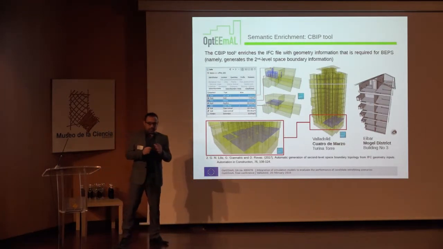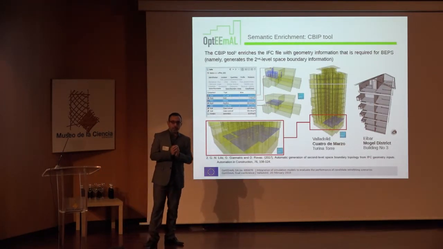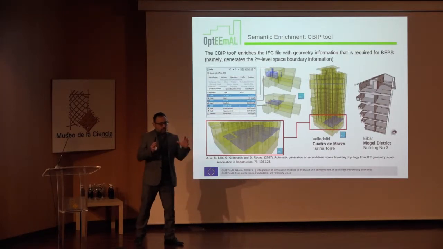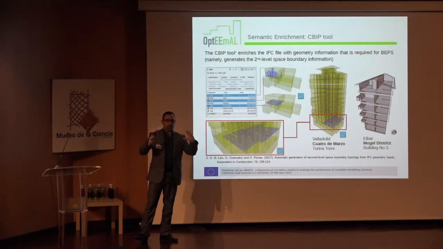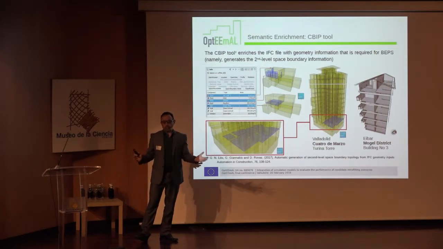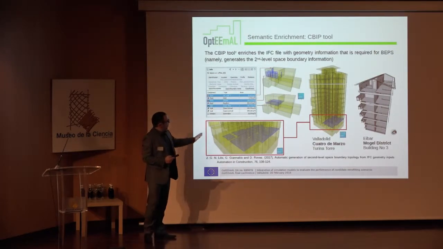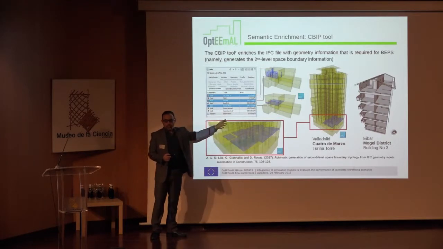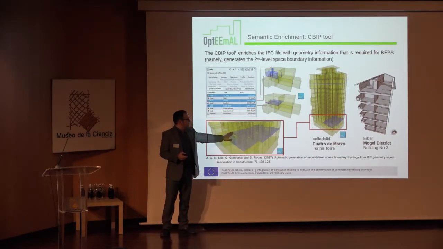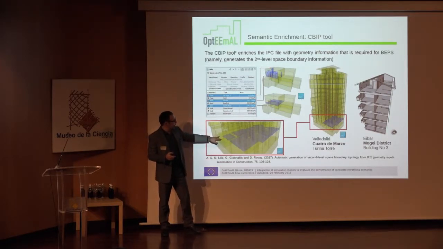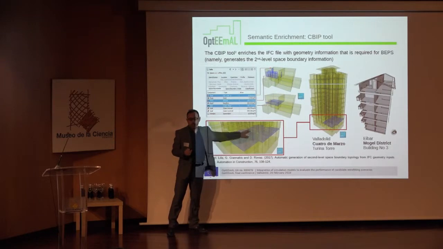So the CBIP tool, what it does, essentially, in very few words, transforms the architectural geometry of the building, the walls, the slabs, into a set of surfaces through which thermal energy is exchanged among either the building spaces or the building spaces and the environment. That's it. So basically, what you see here is the Turina Torre building. And what you see here is the basement. And as you can see with the blue color, there's a set of surfaces.